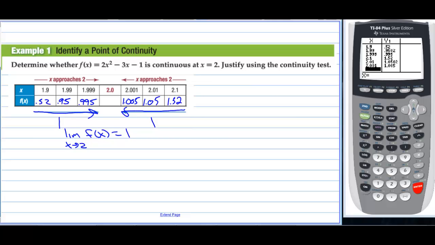Now we've got to look at the function value, and so we just have to plug 2 in. Plug 2 in. Oh, it's actually 1. So f of 2 is equal to 1. That means this must be continuous at x equals 2. It has to be. The limit and the function value equal each other. What the graph is approaching is the same as where it is.